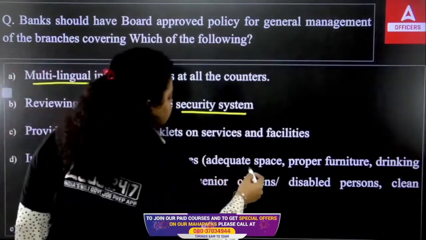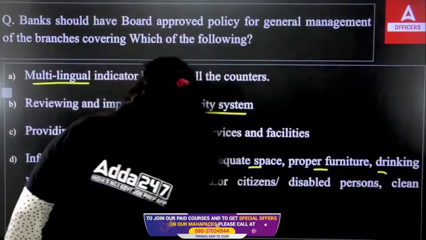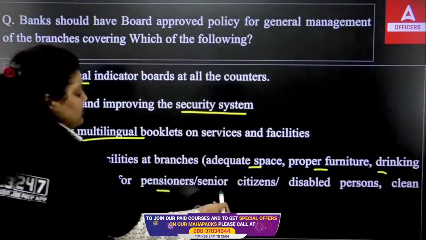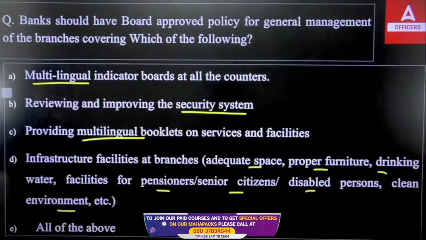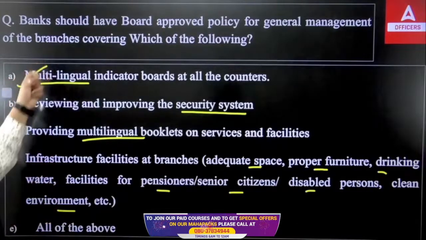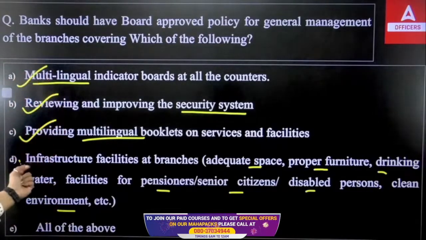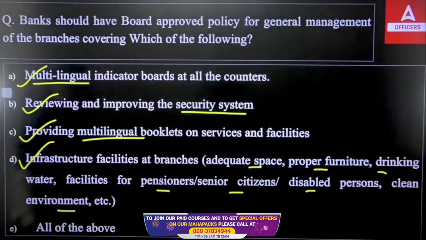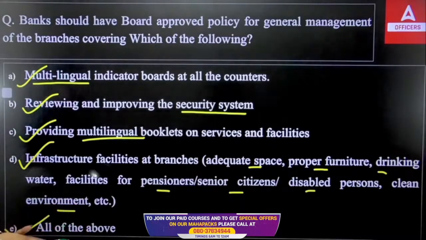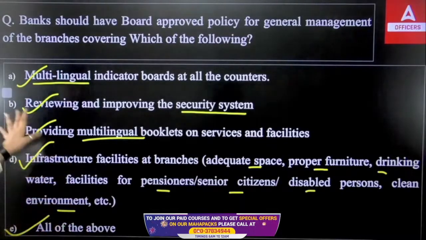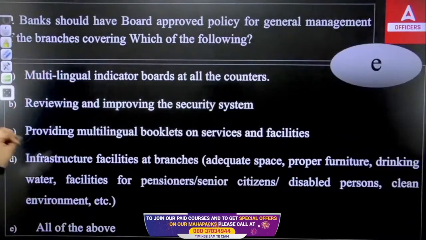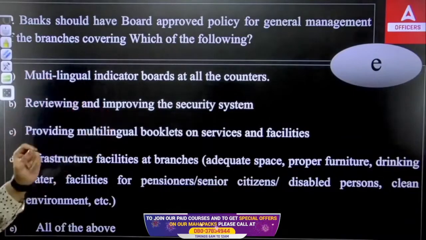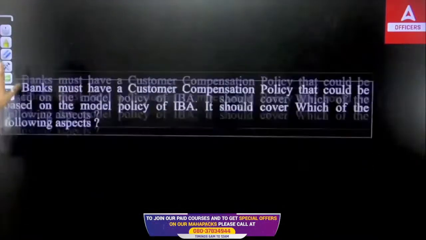Infrastructure facilities like adequate space, proper furniture, drinking water facility for pensioners, senior citizens, disabled persons, clean environment, etc. should be there. So I think everything is required in a bank. Everything is required, and that's why the right answer will be all of the above. They all are required under the general management of the branch. Okay, so the right answer is E.